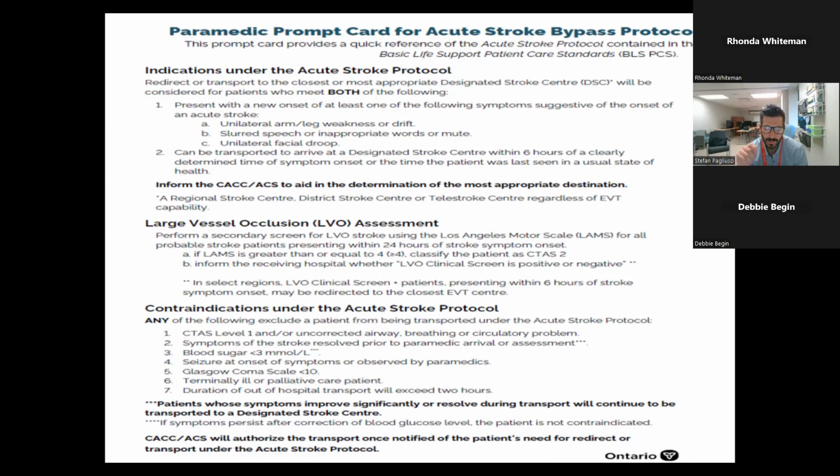The onset of the symptoms is clearly determined. The patient is then transported to arrive at a designated stroke center within 6 hours of the time of symptom onset that the patient was last seen in a usual state of health.